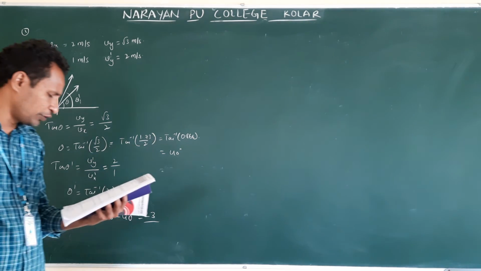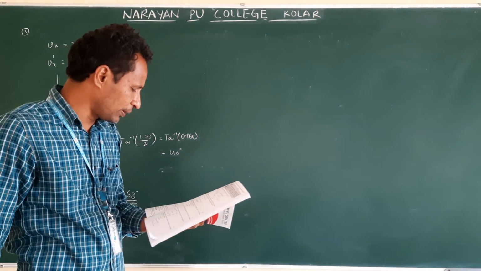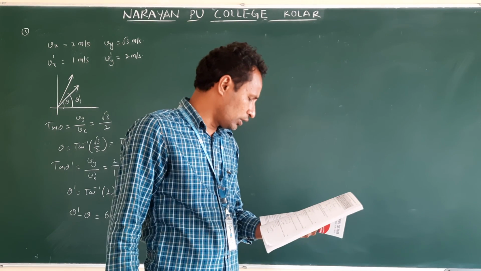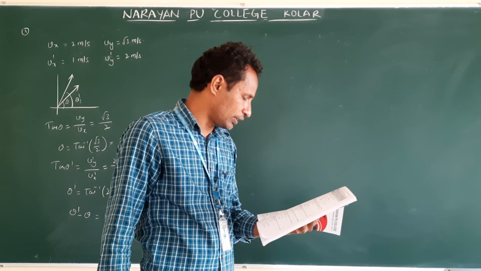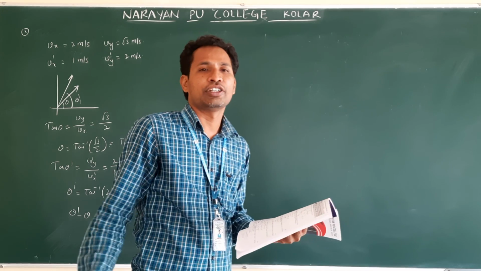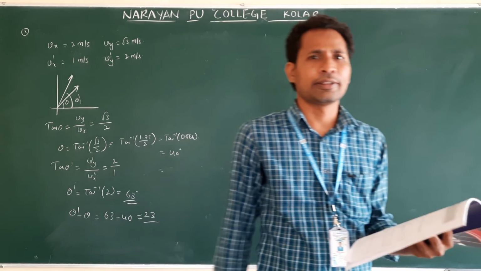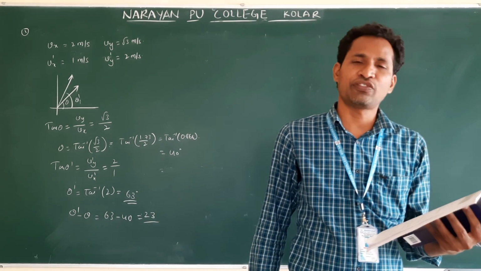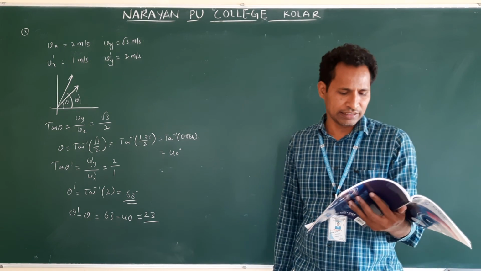The components of a moving particle at a time t are given by x is equal to ct square, y is equal to bt square. The speed of the particle is given by: you do dx by dt, next one dy by dt, then find the magnitude. You will get the answer.